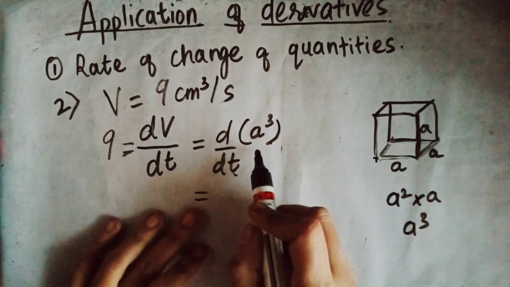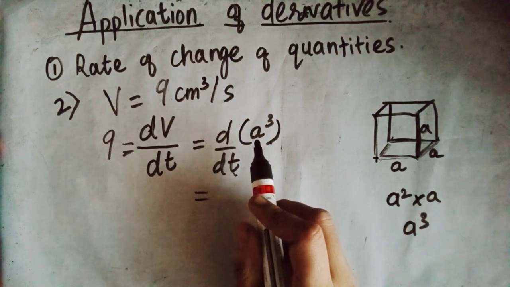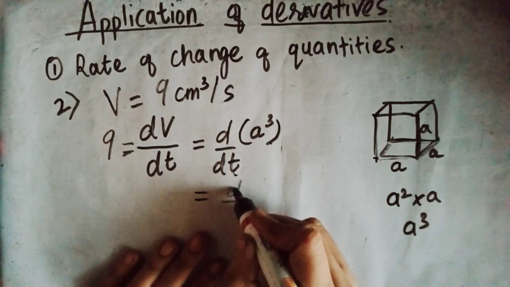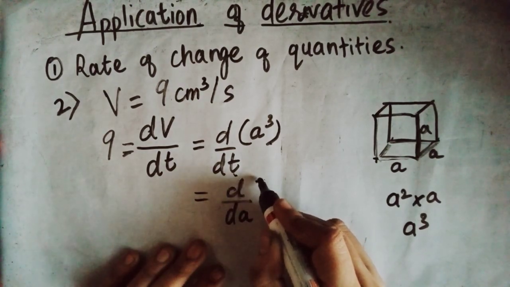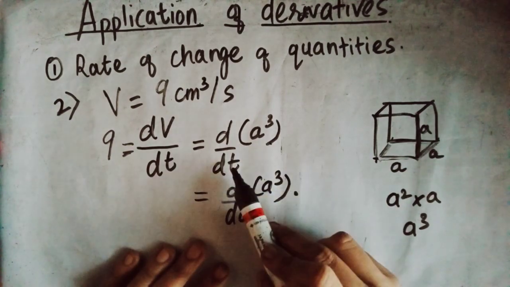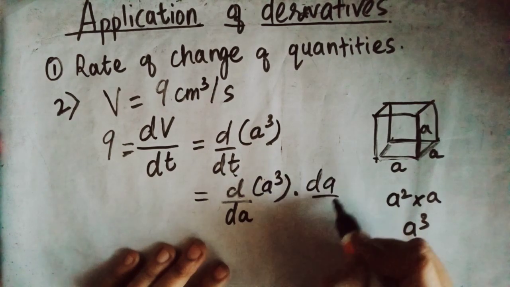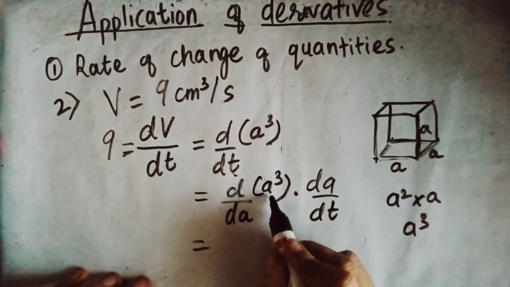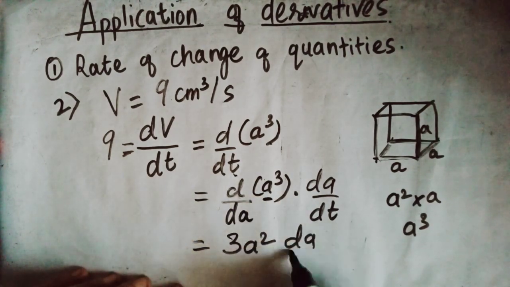So you have to differentiate a also. So a will be d by dA of this a cube into the derivative of a, that is dA by dt with respect to t. So this will be 3a square dA by dt.